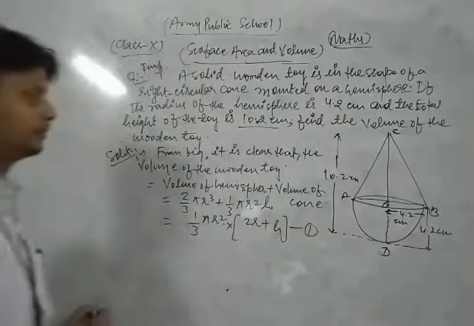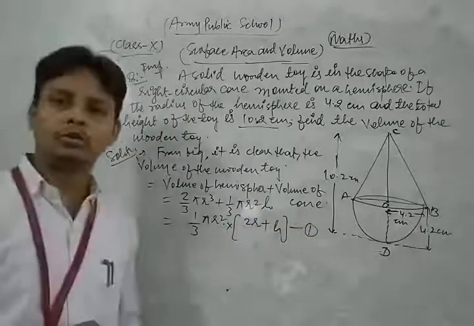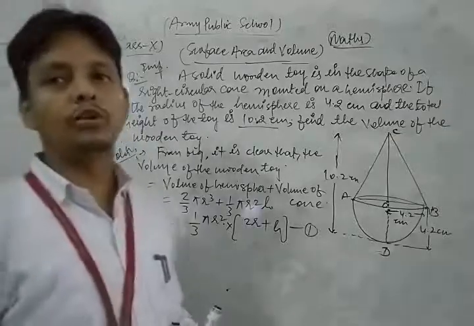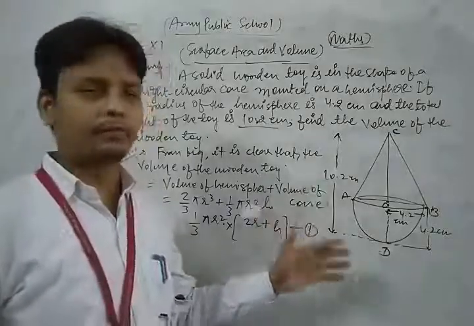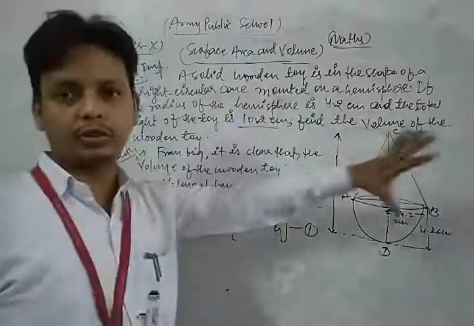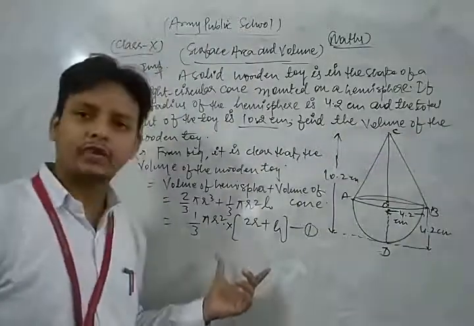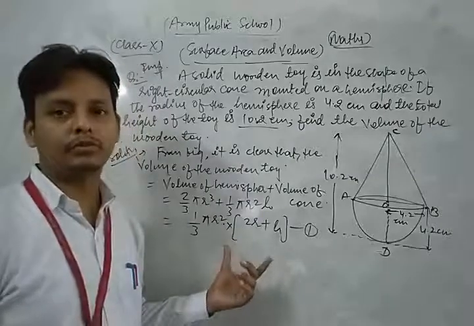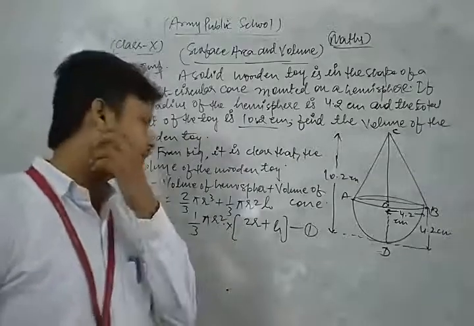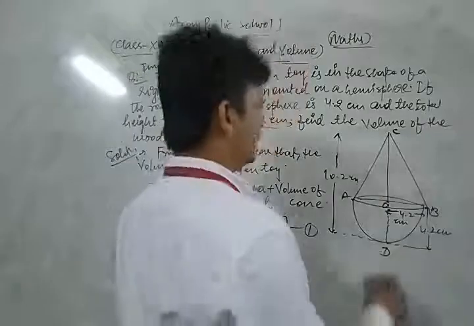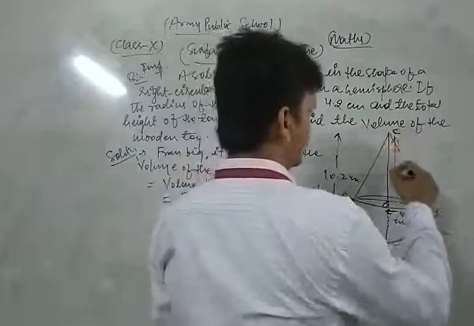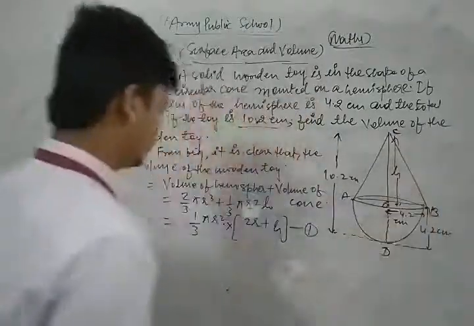So first of all, for finding the volume of this wooden toy, we find the height of the cone, and we put all the values in this formula and simplify them so we get our result. Now this is the height of the cone. Let us take the height of the cone be h.